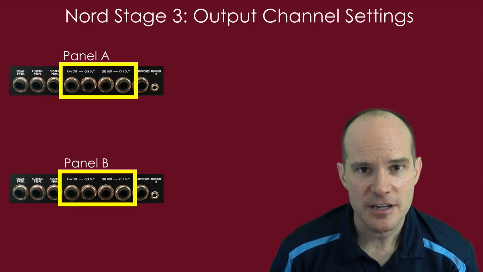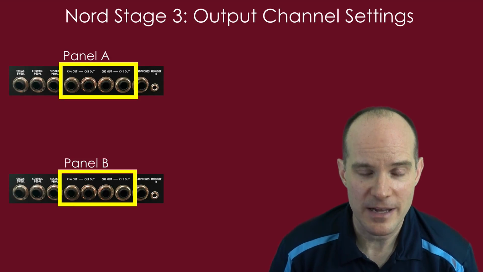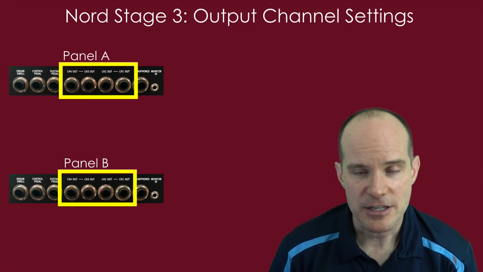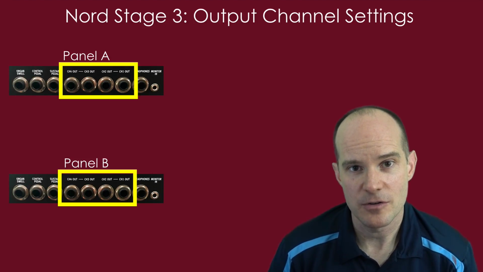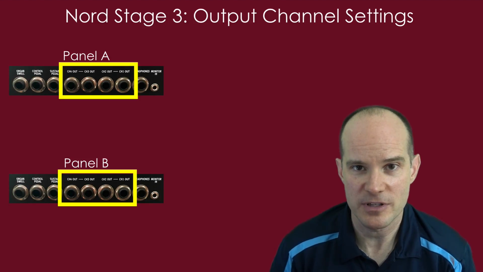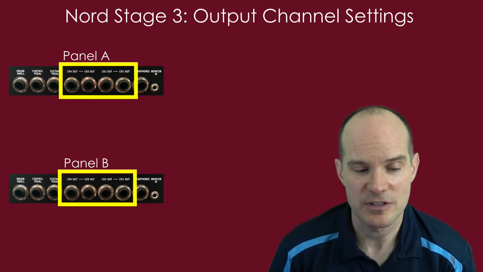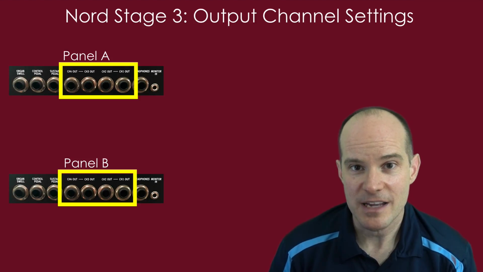Now, besides the channels themselves, you also have to consider panel A and panel B. Because of the way the Nord Stage 3 works, it actually gives you independence on those panels. So you can play panel A and have outputs accordingly, and then you can play panel B and have a different set of outputs accordingly. You can play both simultaneously and your sounds will be derived as such.